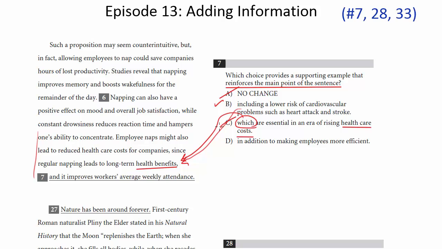How about D? In addition to making employees more efficient. Well, efficiency, again, like A, maybe that's a result of improved health, but that's more tangential, it's more indirect. We're looking for something that builds directly on the main point, and the best choice that does that is B.